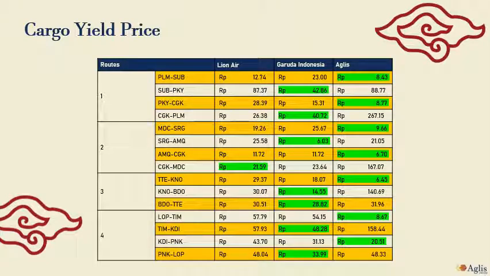Even though it seems like Aglis and Garuda are neck and neck, we could increase the price on one route to make the other routes cheaper in order to win back the customers on routes that we are more expensive on. It can be seen that in some routes like Cengkareng-Palembang, Medan to Bandung, and Timika to Pontianak, using Aglis has a very high cargo yield, meaning it's very expensive.